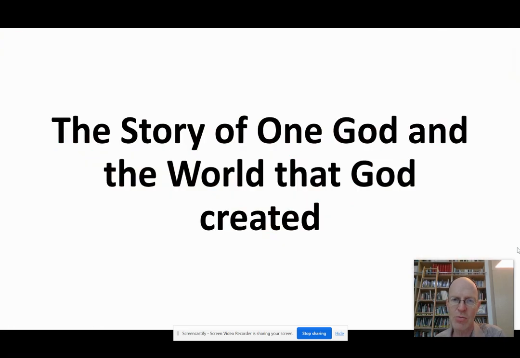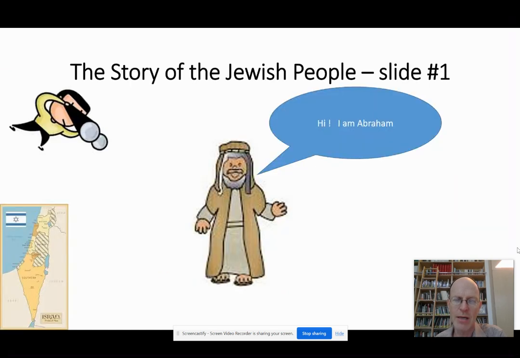A very brief history of the Torah, and I call it the story of one God and the world that God created. I start by saying God is like a person, like this person up here who creates the world, and is then looking for someone to take the Torah that God has created. God finds Abraham, and Abraham says, yes, I'm willing to listen to you, God.